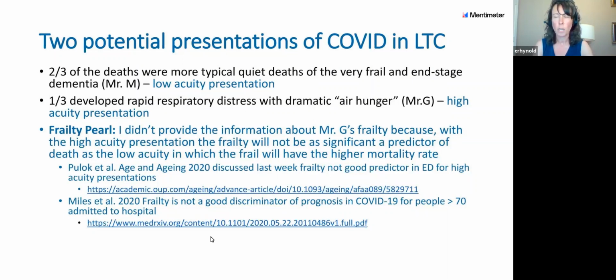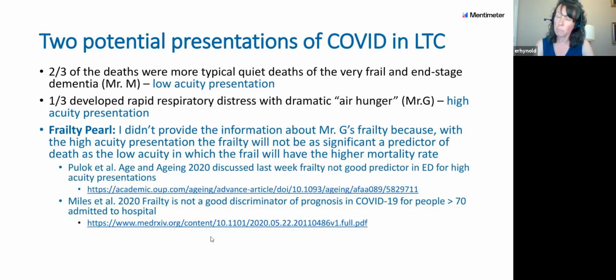And then every time I tried to finalize this presentation, there was some other resource coming across my screen, and Miles et al. Just published a study of outcomes of people 70 years of age and older in London, England, and they actually looked at their frailty and said that frailty was not a good discriminator of prognosis in COVID-19 for people admitted to hospital.